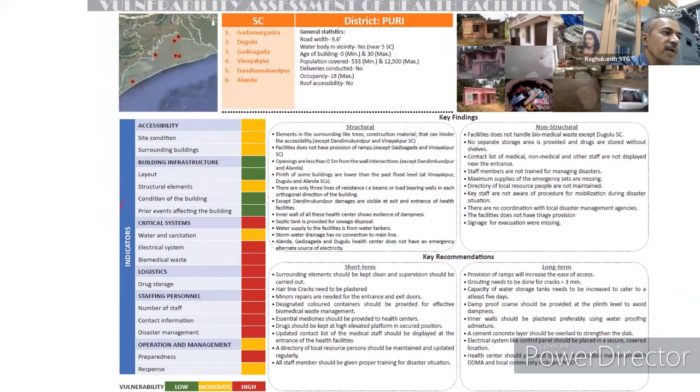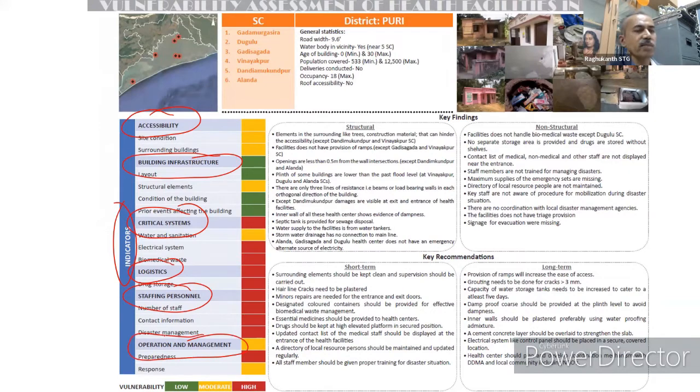The accessibility, most important. Then the building infrastructure, critical systems, logistics. Then the staffing personnel, then operations and management. We divide into these, and we give these colors. Red means very highly vulnerable and needing immediate attention. Blue means it is perfectly fine. Yellow means it is a moderate kind of thing.